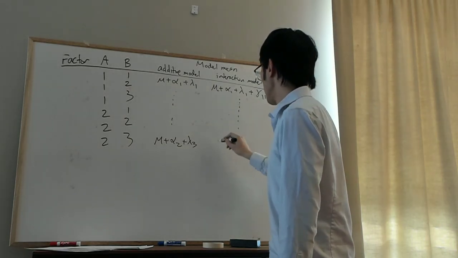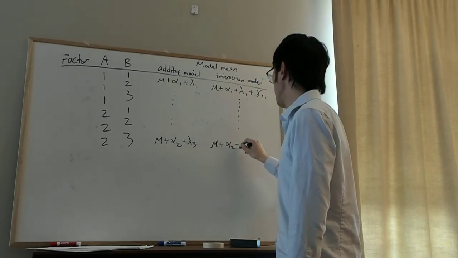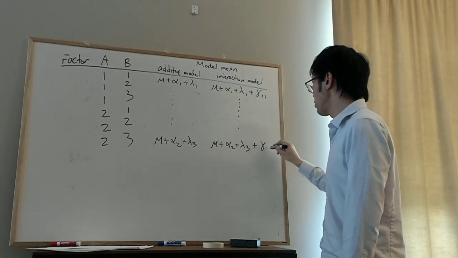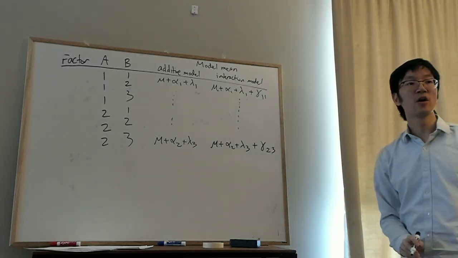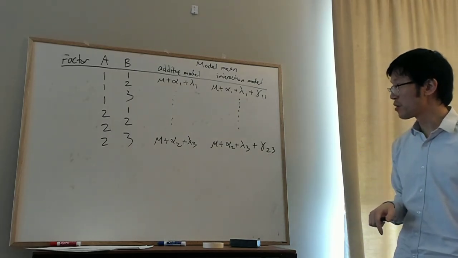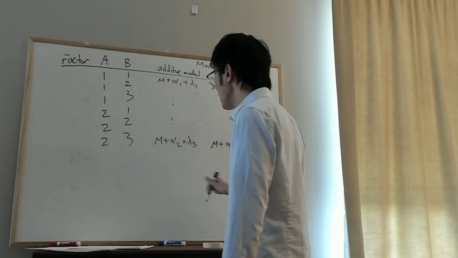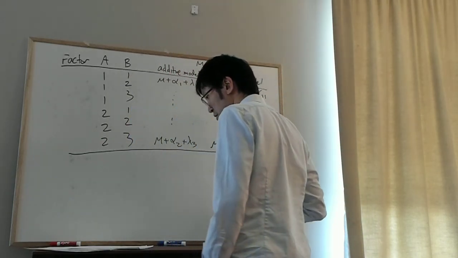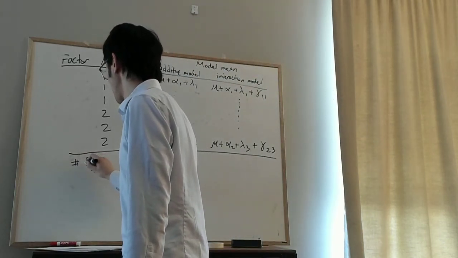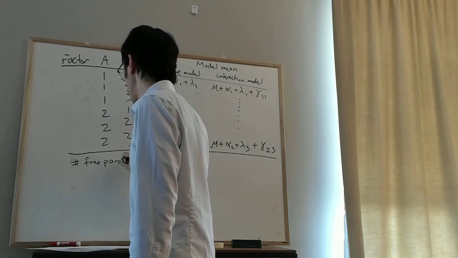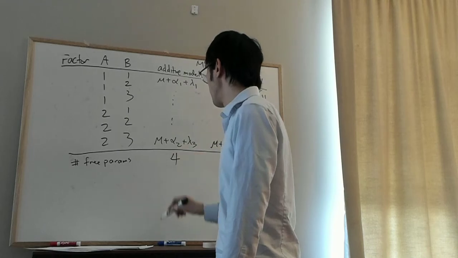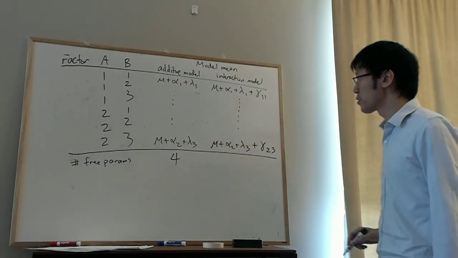Okay, so for example, down here we have alpha 2, lambda 3, and in the interaction model, we have an explicit parameter, gamma 2, 3, that governs the interaction between level 2 of A and level 3 of B. Okay, so again, let's count up the parameters. What are the number of free parameters? We already did it for the additive model. There were two constraints, and so there were four parameters here after considering constraints.